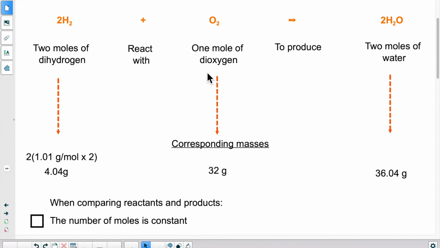Now, if I do the same exercise for 1 mole of dioxygen, it would give me 32 grams. So it's a similar calculation. I did not give you the details. I'm assuming you know by now how to do this. So 32 grams for 1 mole of O2 gas. Water, H2O. H2O times 2 moles gives me 36.04 grams. So 2 times 18 essentially.